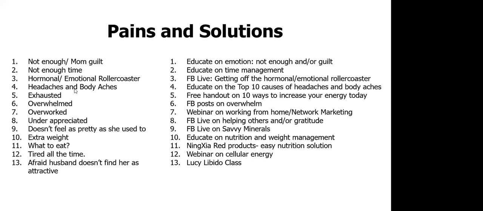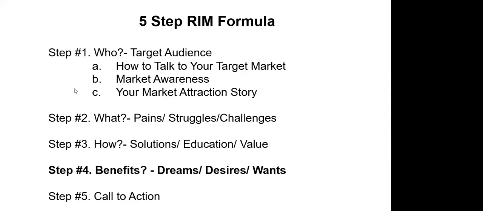So I hope this is helping you guys to be able to see each step that you're going to do, all right? So the next step that we're going to go over is step 4. These are the benefits. These are the desires, the wants, the dreams that that person, right, that you need to have, because if you don't have a person that you're looking at, then how do you know what their wants, their desires, and their dreams are, right?